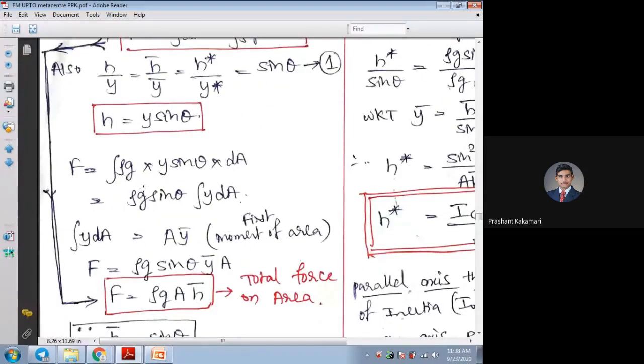Out of this, rho g sin theta are constant, y is changing, dA is changing, so we will integrate y dA. Okay, so write down up to here.